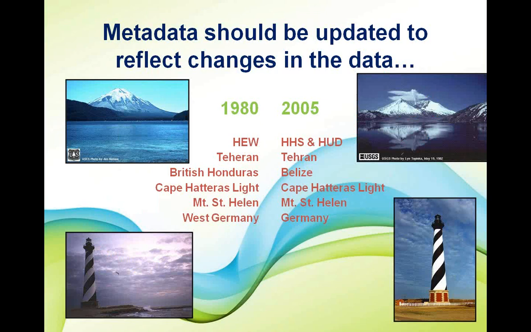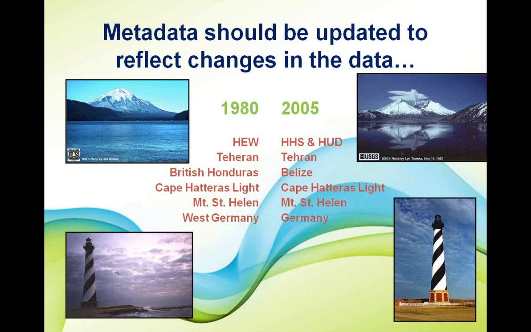Metadata should also be updated to reflect changes in the data. Mount St. Helens has changed drastically since May 18, 1980, and it's still changing to this day. Other things, the Cape Hatteras Lighthouse, it's drastically changed. If you go to its location that was previously marked, you'd be standing in water because this lighthouse was actually picked up and moved inland to avoid it being lost at sea.